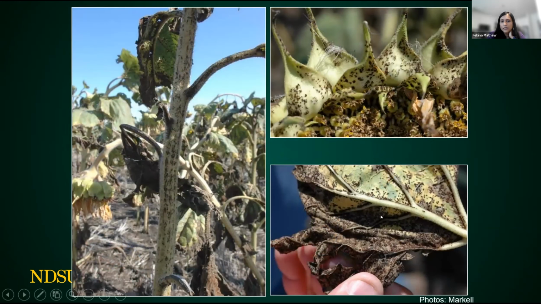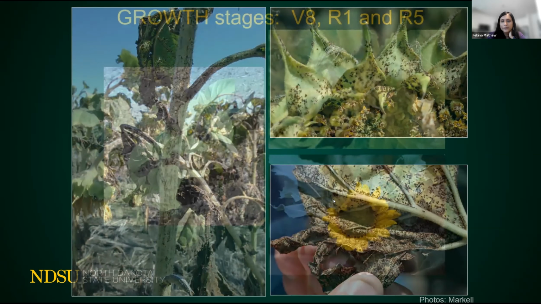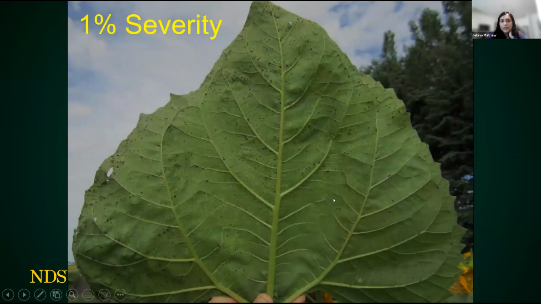So rust doesn't just occur on the leaves. You can see these spores on the head, and it could be on the stem. What it does is reduce the yield by 30 to 40% over time. The rust project was taken up by NDSU in 2009-2010, where they determined that the disease threshold for rust management is 1% disease severity.